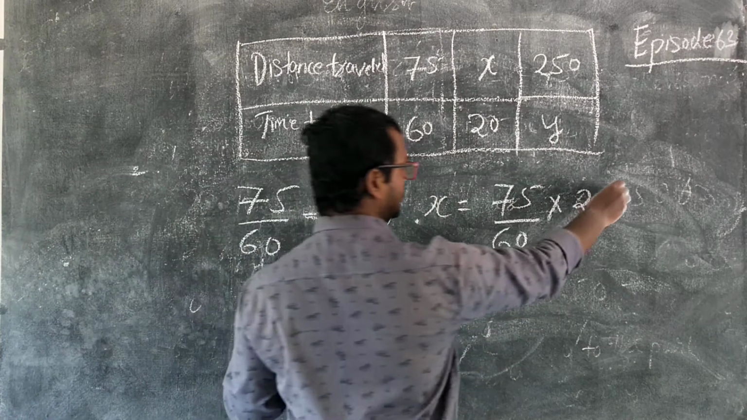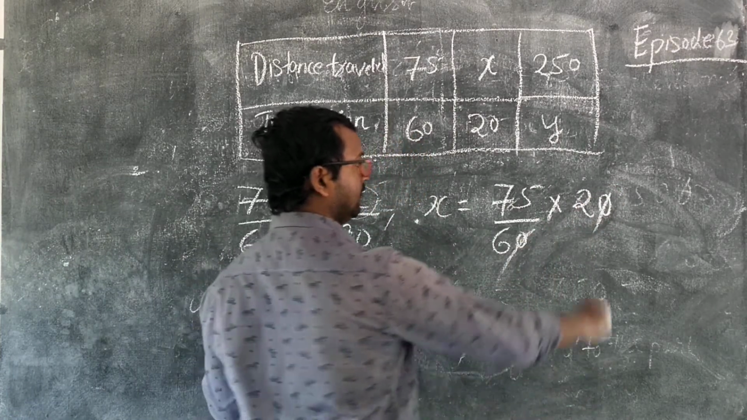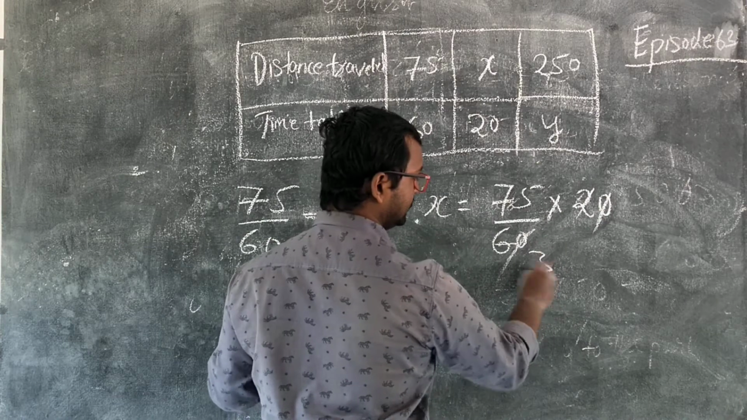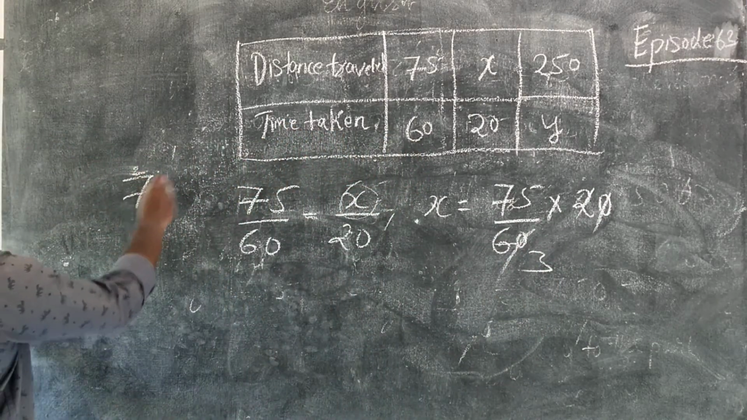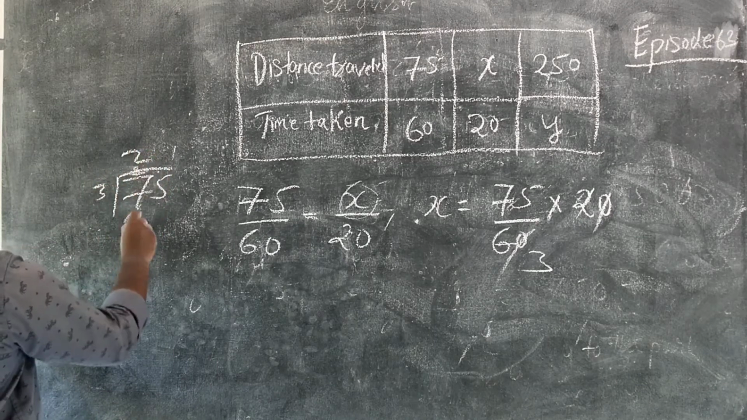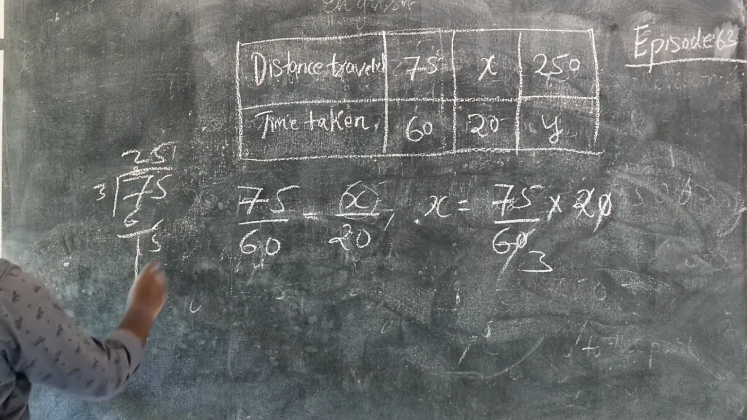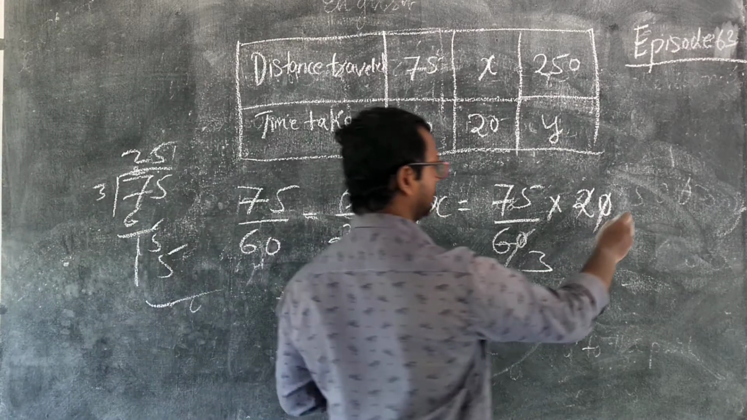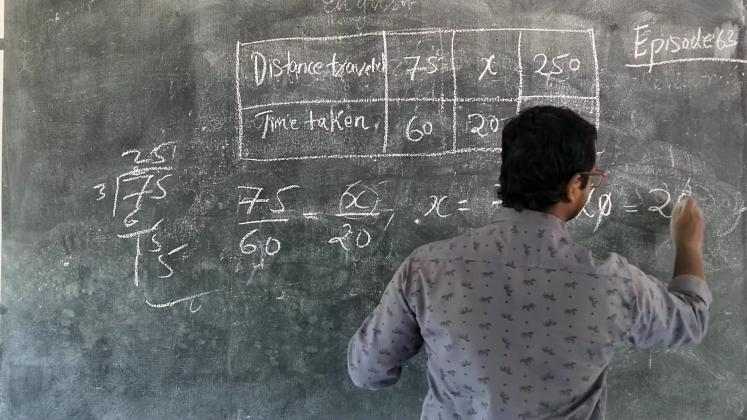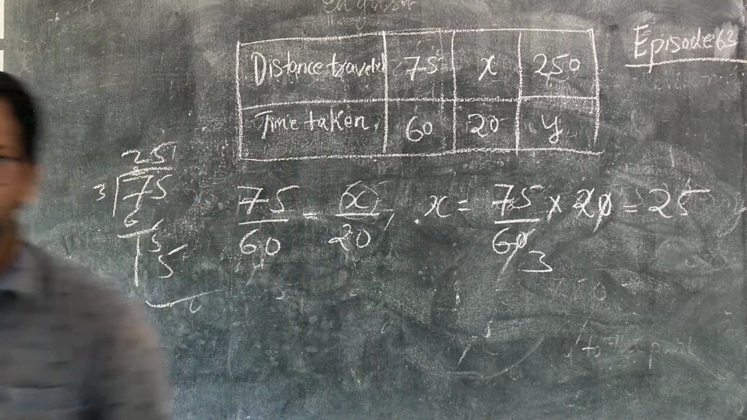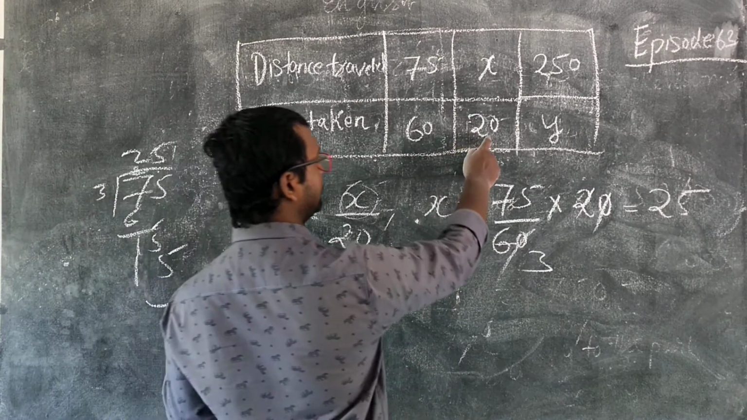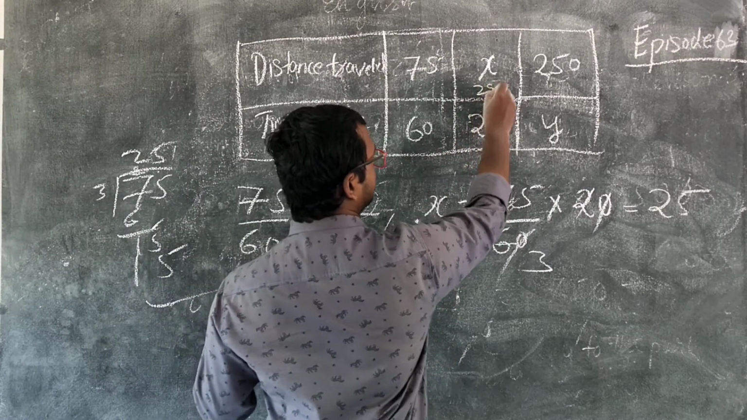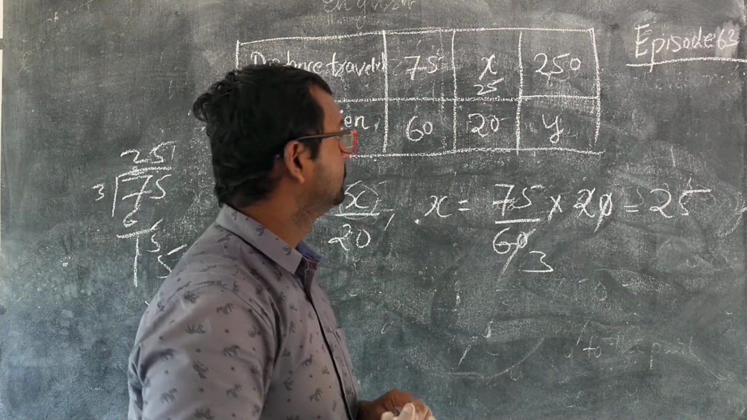Now see, 0 and 0 we can cancel. With 2 we can cancel 6 with the 3. 75 by 3 is how much? 75 divided by 3, 3 into 2 is 6, 1, 5, 3 into 5 is 15, 25. So the answer is 25. How much distance will it travel in 20 minutes? It will travel 25 kilometers in 20 minutes.